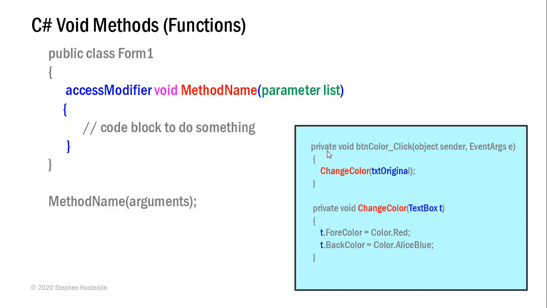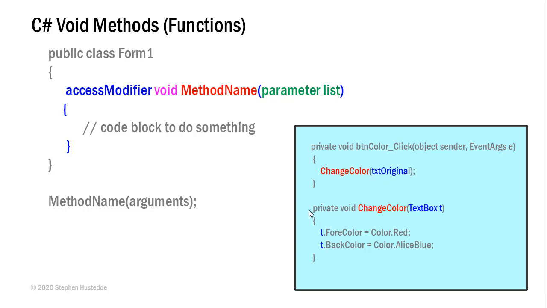So here's an example. I have a button named btn color, and I'm handling the click event. We've seen void methods because if you look at this event handler, it is a void method. It doesn't return anything. Its access is private, has a void return data type. We have the name of our method, and then our parameters are object sender, comma, EventArgs e, and we've seen that standard in all of our event handlers. The code statement we've written for this button handler is to call another method called changeColor and pass it a text box that we have in our form named txt_original.